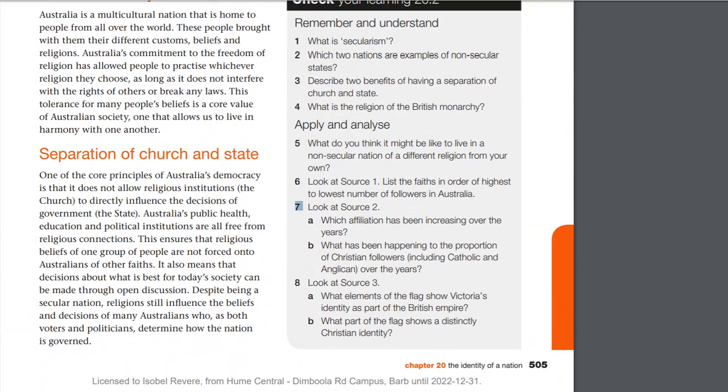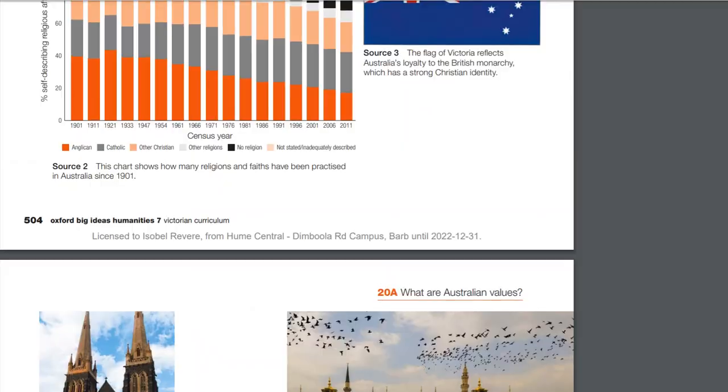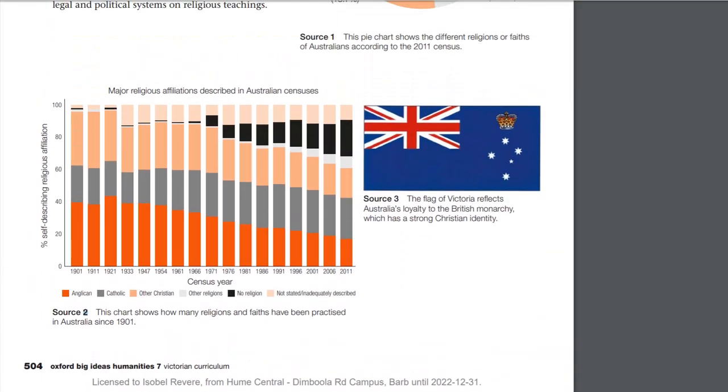We're up to question 7. Look at source 2. 7a. Which affiliation has been increasing over the years? And question b. What has been happening to the proportion of Christian followers, including Catholic and Anglican, over the years? So let's have a look. Now this is source 2 here, remember this one? Now you're going to use that in order to answer those 2 questions.